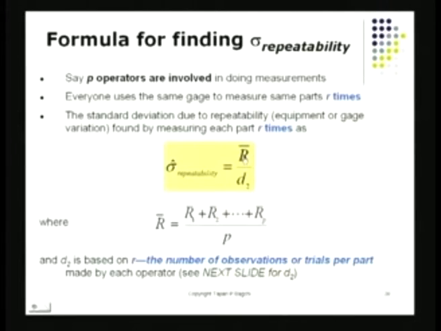These R bars are the average of every part having been measured a certain number of times. Now, suppose I've found P such R bars, then of course I'll have an R double bar, which is the average R bar. Once I have that, all I need is the value of D2, and D2 depends on the number of times I've made my measurements on each part.